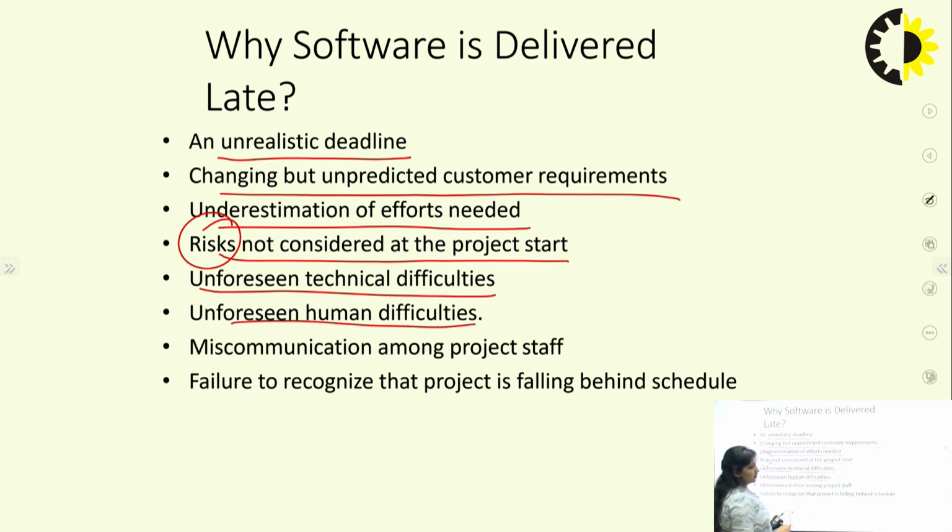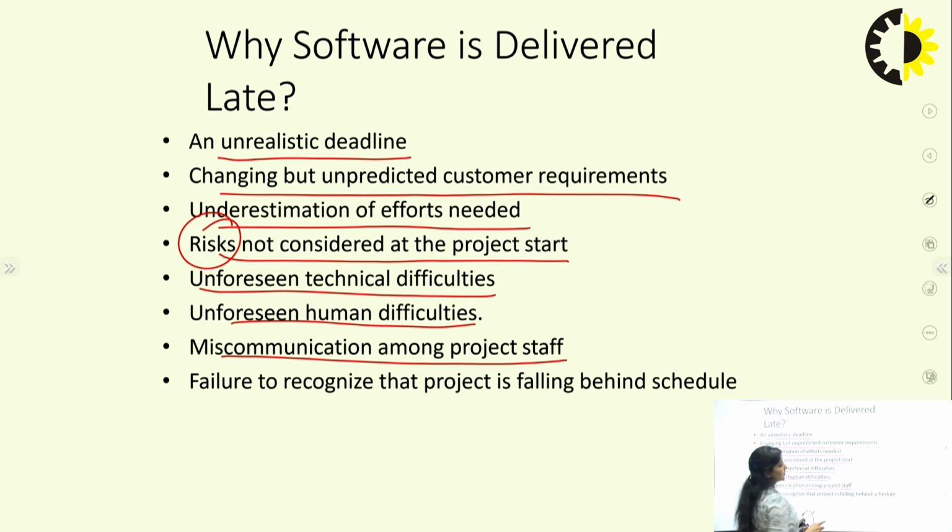Unforeseen human difficulties, like I do not have a developer for the particular technology in which the project is developed. At the start of the project I had a developer, but that developer has left the job, he has quit. So what will happen? I do not have any other person to work in that technology, so I do not have any backup for that human resource. So this is the human difficulty.